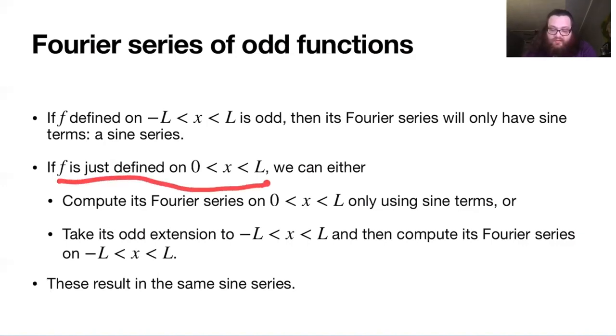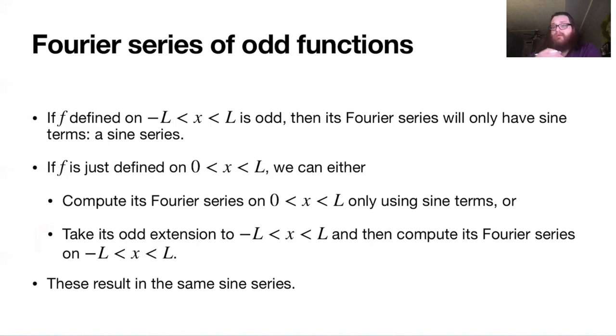If instead f is just defined on the half interval 0 to L, and we want to compute some sort of Fourier series, in a sense we have two options. One, we can just compute its Fourier series using only sine terms, so we only get these sine coefficients on the interval 0 to L, and say, great, that's our Fourier series. Another option is to first extend the definition of f from 0 to L to the entire interval negative L to L. So take the odd extension of f, and then compute the Fourier series of that odd extension on the entire interval. By this first fact, if we do this process, take the odd extension and compute the Fourier series, we expect that there aren't any cosine terms.